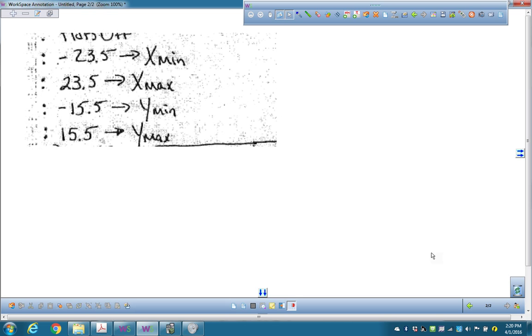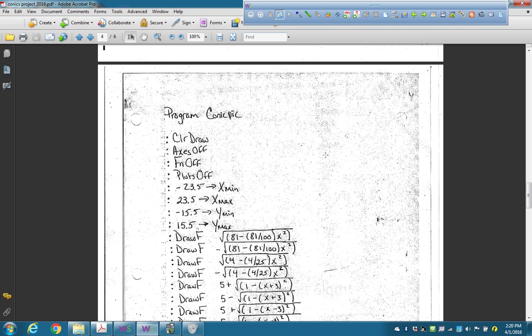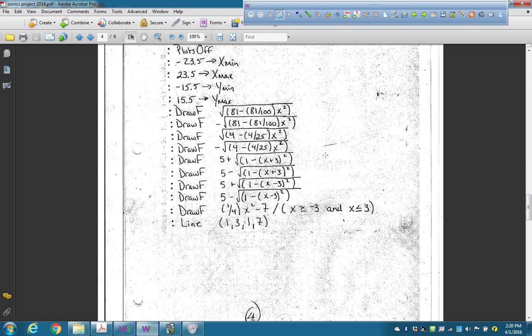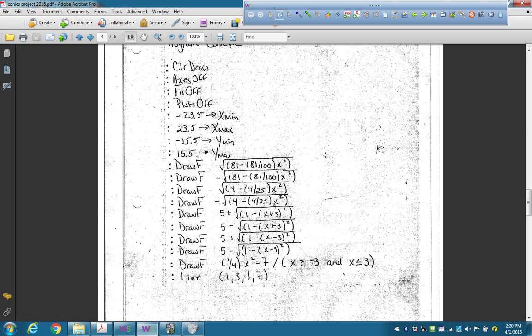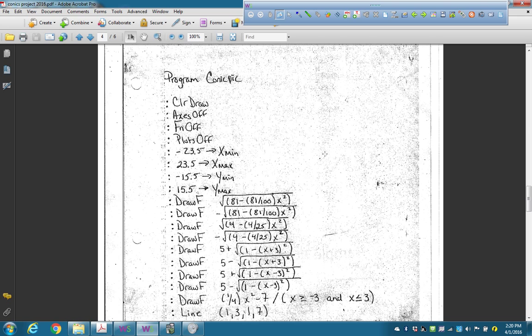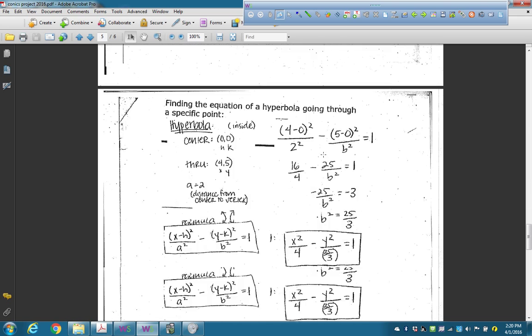Okay. It's on the packet that I give you. Okay. I'm going to post this on Schoology after I'm done talking. Okay. So I'm going to take you through how to put this part of the program into your calculator.